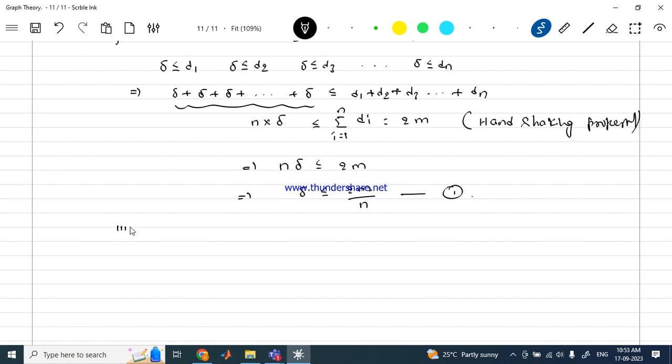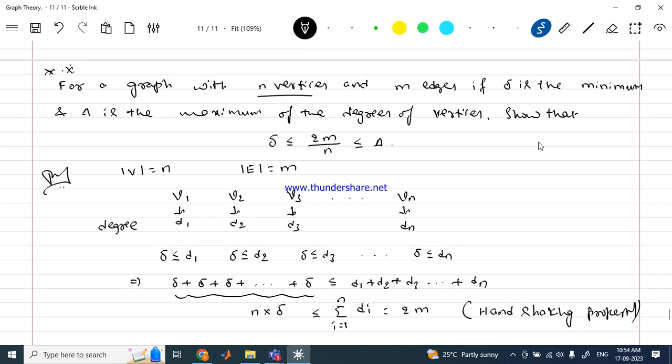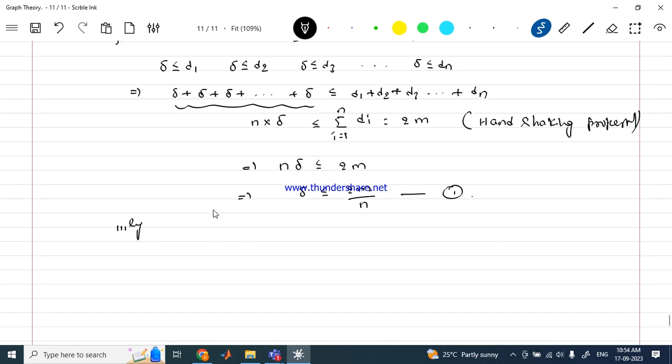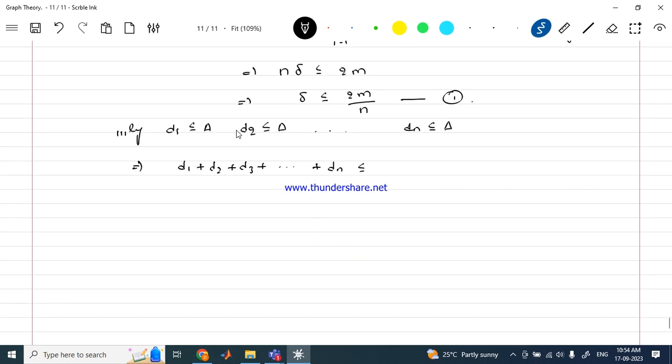And similarly, what they have said here is capital delta is the maximum among these n degrees, which means d1 should be less than or equal to capital delta, d2 should be less than or equal to capital delta, and so on, dn should be less than or equal to capital delta. Now I'll do the same thing again. I'll take the summation of this. So d1 plus d2 plus d3 and so on plus dn is less than or equal to, you're adding delta to itself n times, so it becomes n delta. And the left hand side gives us what? By the handshaking property, this is 2 times the number of edges, that is 2m.